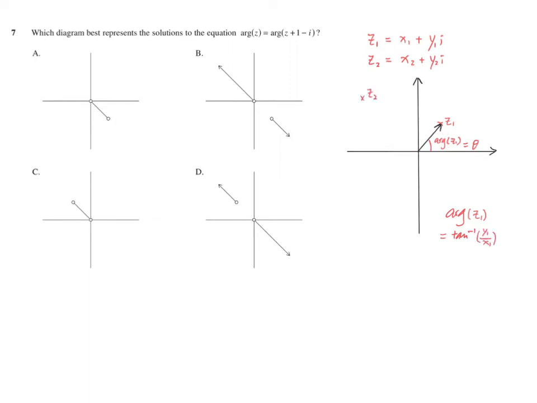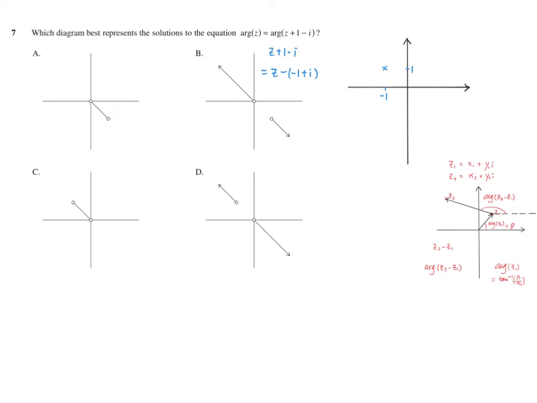And now let's mark Z2 on the plane. What is the meaning of Z2 minus Z1, and what is the meaning of the argument of Z2 minus Z1? For the complex number Z2 minus Z1, we start from Z1 and draw a vector to Z2. This vector is Z2 minus Z1. And what is the argument of Z2 minus Z1? It is the angle between the vector and the horizontal measured in an anti-clockwise direction. Therefore, this is the argument of Z2 minus Z1. Now, that's all we need to know for this question.